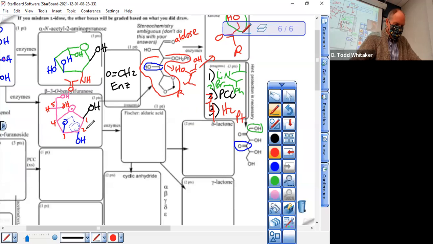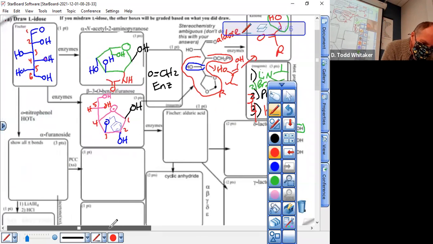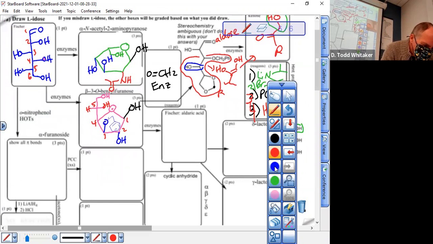Here it's all about, can you draw me the Fischer projection for an aldaric acid? So the Fischer projection you've already got drawn from before, only a slight change. And you have to remind me what an aldaric acid is. Down right, up left. Just draw what you had before. OH, OH.